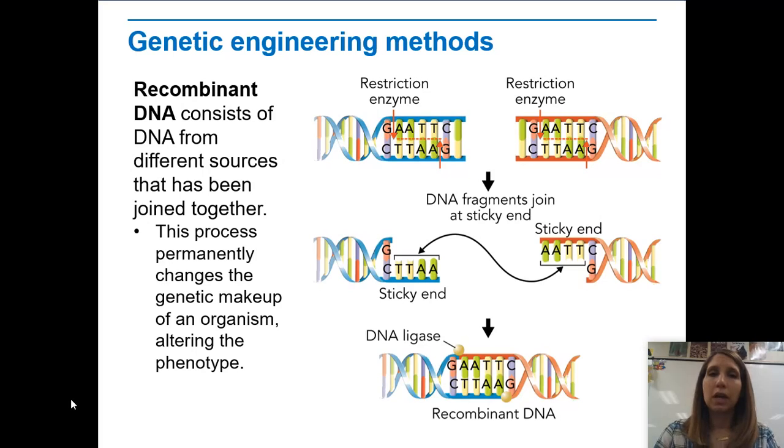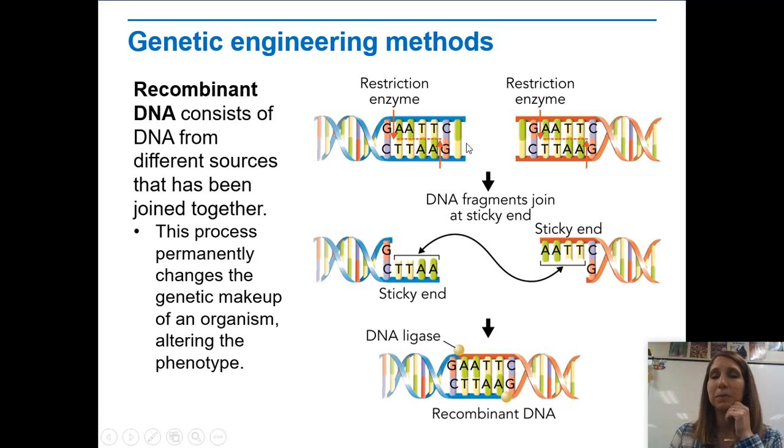In order to make recombinant DNA, which basically stands for recombined DNA, we're taking DNA and combining it from different sources. We're combining two fragments, or more than two, that are coming from different places. This is a permanent change to the genes that make up an organism when this is done properly.